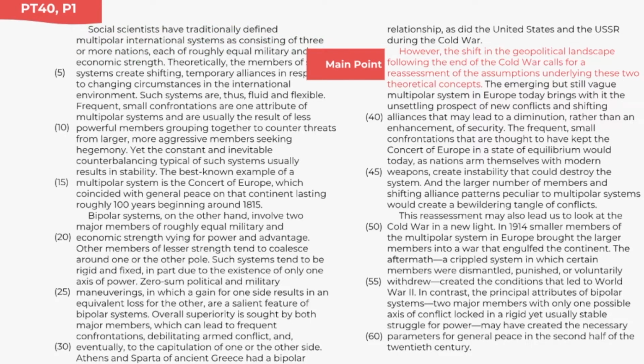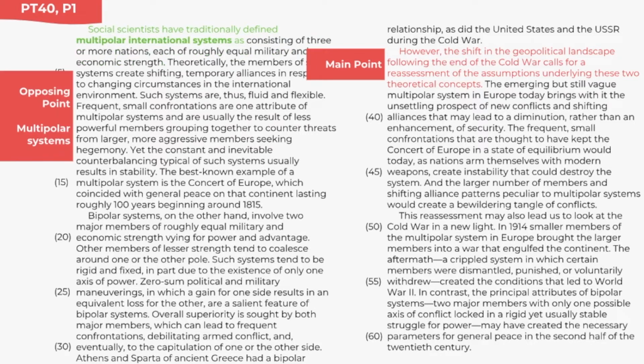So what's happening in that first paragraph? Well, we're getting the traditional view held by social scientists. And that traditional view is essentially twofold. We have both the multipolar systems described in the first paragraph and the bipolar systems described in the second paragraph. Then we get into the main idea.